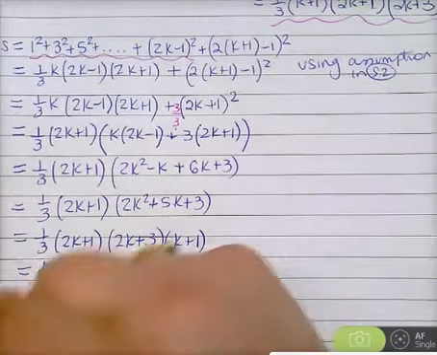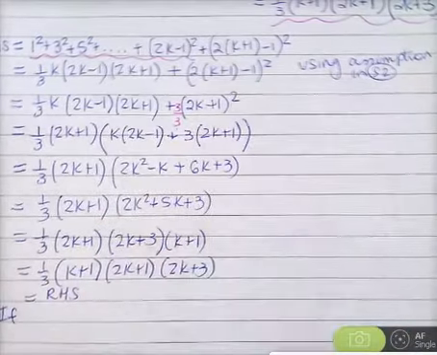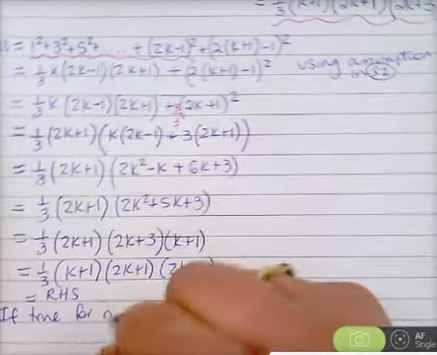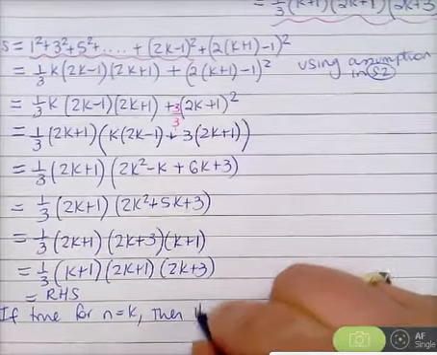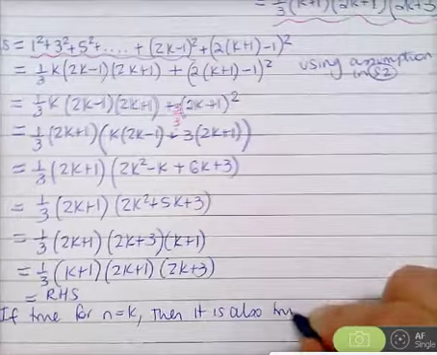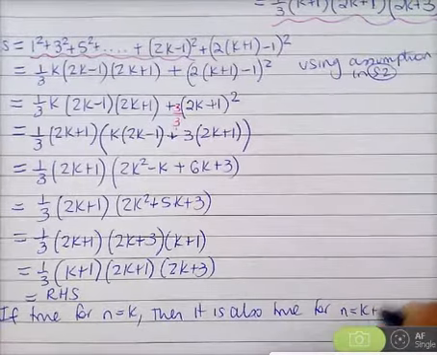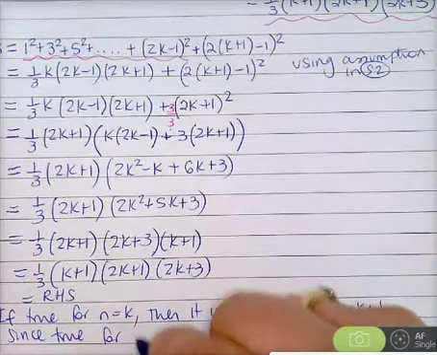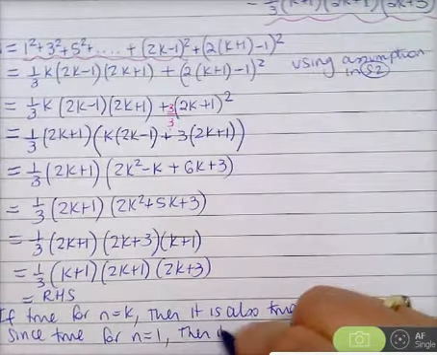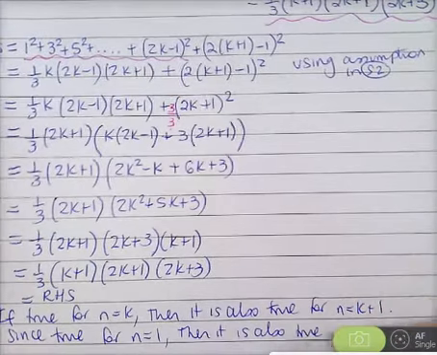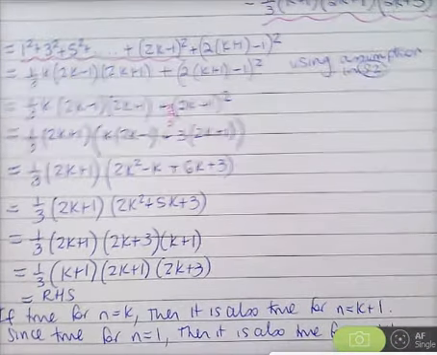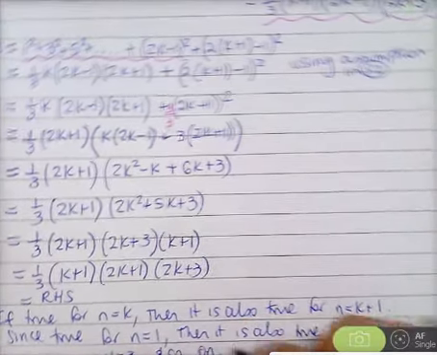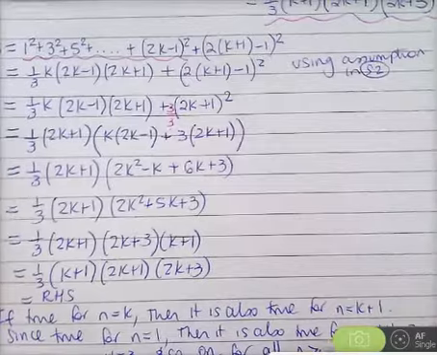So therefore, if it's true for n equals k, then it is also true for n equals k plus 1. Since it is true for n equals 1, then it is also true for n equals 1 plus 1, which is 2, 2 plus 1, which equals 3, and so on for all n greater than or equal to 1.